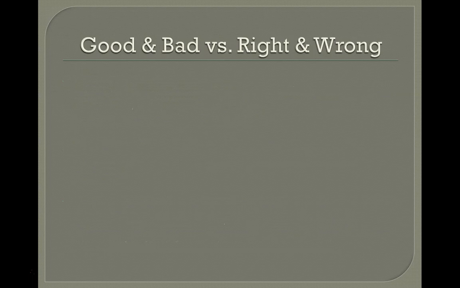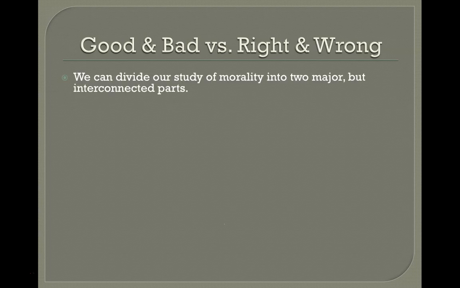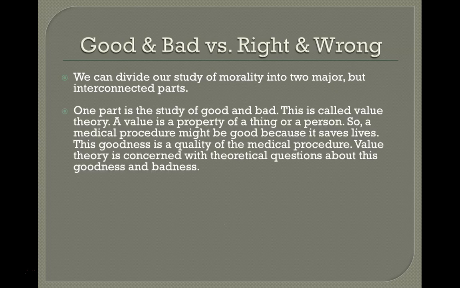Alright, let's talk about the distinction between good and bad versus the distinction between right and wrong. We can divide our study of morality into two major but interconnected parts using these distinctions. One part's the study of good and bad. This is called value theory. A value is a property of a thing or a person. So, a medical procedure might be good because it saves lives. This goodness is a quality of the medical procedure. Value theory is concerned with theoretical questions about this goodness or badness. So what it is, in this case, that makes the procedure good or bad.